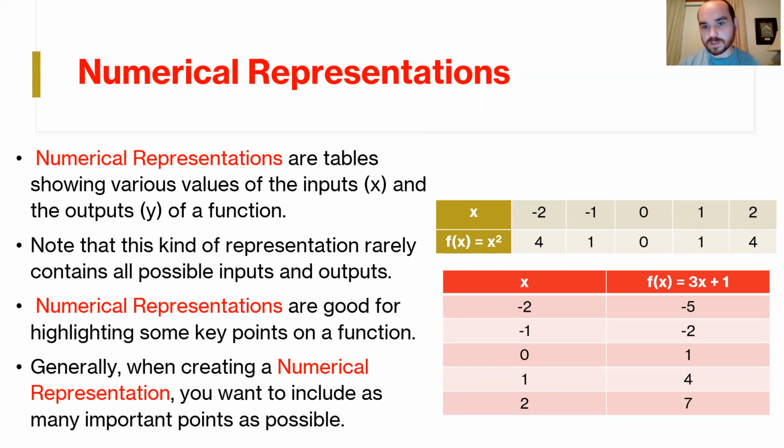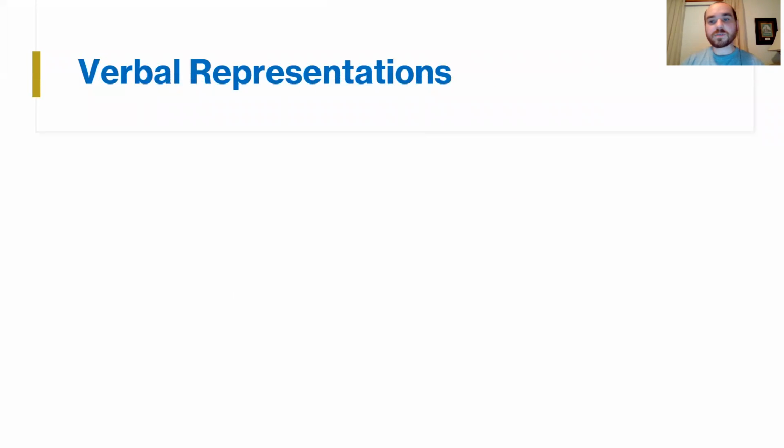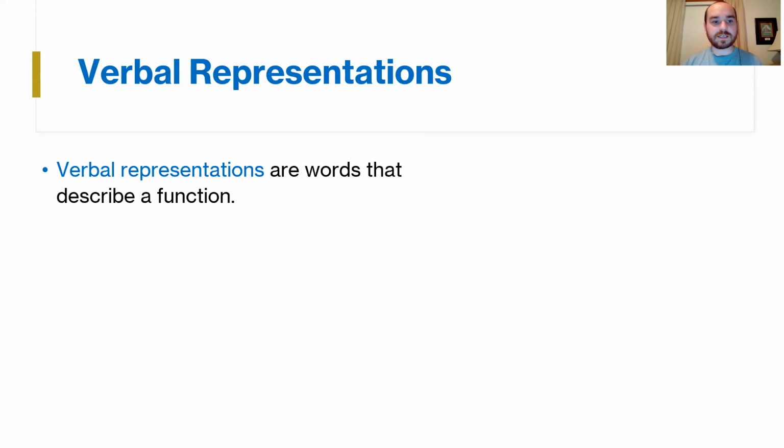It's probably easier to write in your spirals if you do it horizontal, but you'll probably more often see data tables written out more like the bottom one. And so in this case, f of x is 3x plus 1. So when x is -2, f of x is -5, x is -1, f of x is -2, and so on and so forth. Verbal representations, the ones that you have probably seen the least.